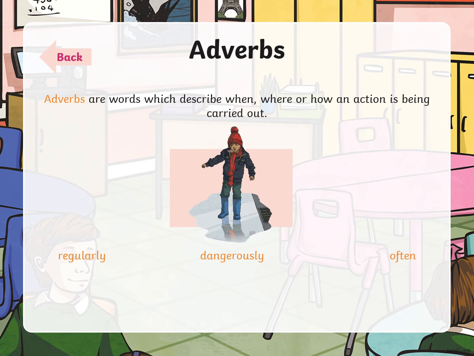Okay. Just looking at some of the spellings here, we haven't had to change any of these root words here. Regular, just added ly. Dangerous, just added ly.